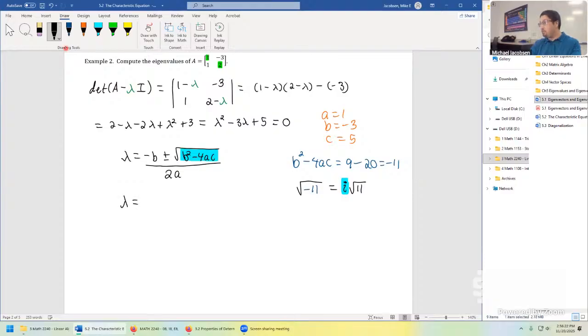And now lambda is equal to negative of b, so that's a 3, plus or minus, well, the plus or minus tells us this is really 2 eigenvalues altogether, i root 11, divided by 2. Kind of strange, but those are our eigenvalues. We have one from using the positive, another from the negative, and for a matrix that had only real numbers, sometimes they do come out with complex valued eigenvalues. Any questions at all with what's going on with this one if it's a complex valued eigenvalue?